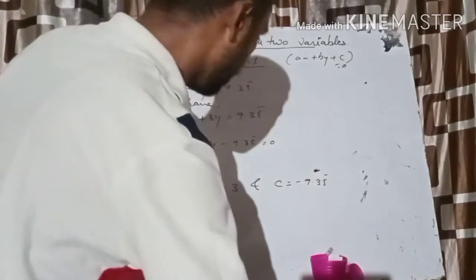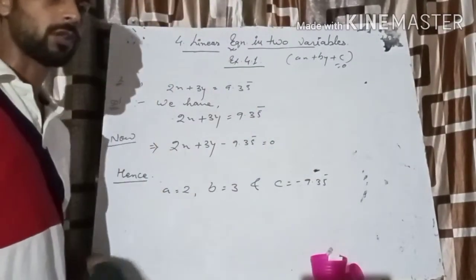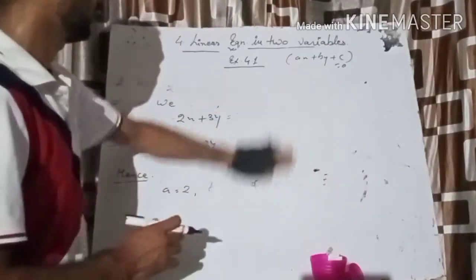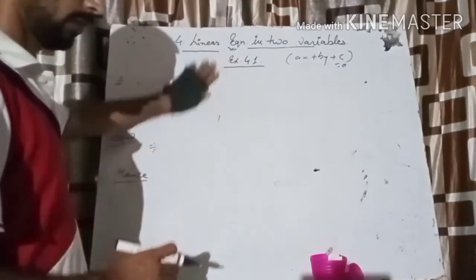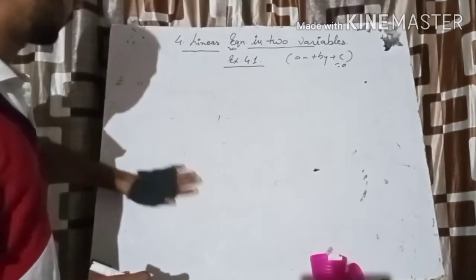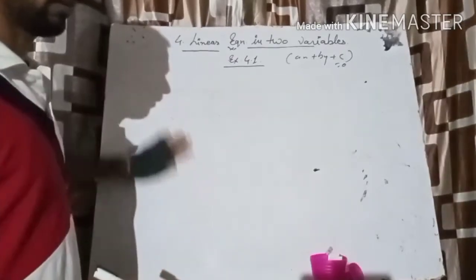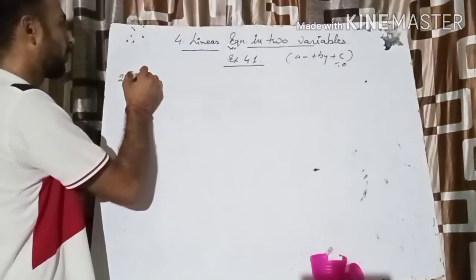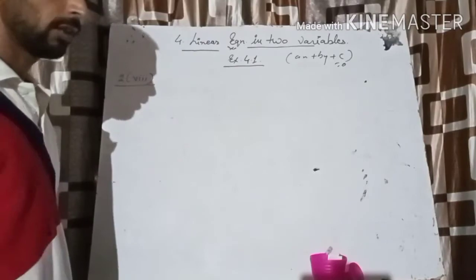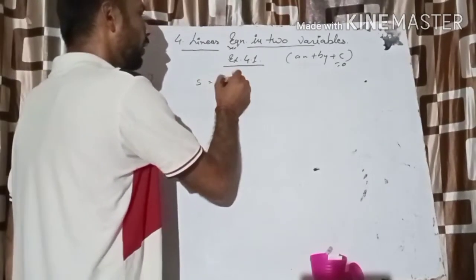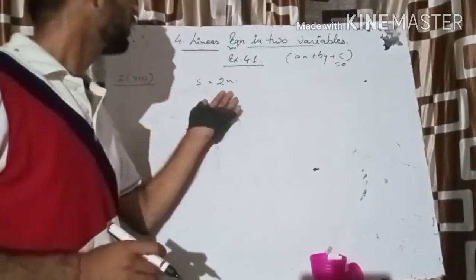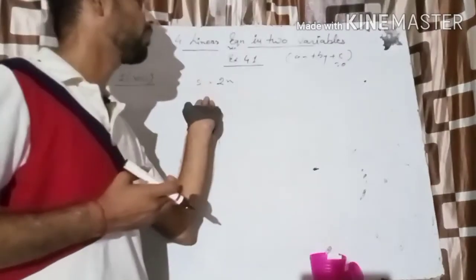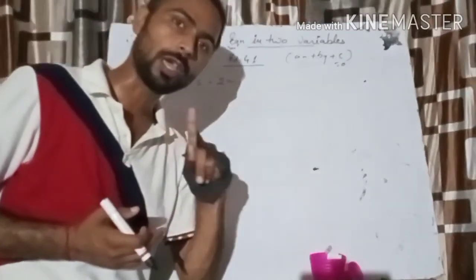I hope you got the idea how to solve such types of questions of Exercise 4.1. Let's solve one more question. This time we are solving the eighth part of the same question, that is 5 equal to 2x. Now see, it is going to be the most important because only one variable is given. So we have to convert this equation into a linear equation in two variables. Are you getting my point?